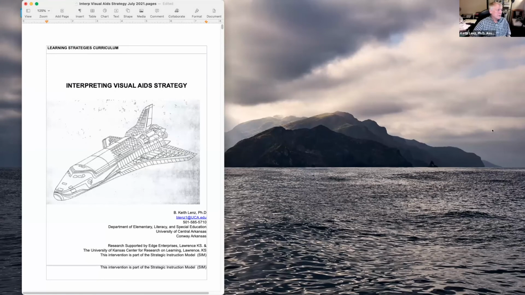Can you see that screen that says Interpreting Visual Aids Strategy? You can? Yes, okay. I can see it. So the Interpreting Visual Aid Strategy is part of the Learning Strategies curriculum. It is something that I have worked on for many years. I've revised it many times. So Wendy's joining us. Welcome, Wendy. You can either unmute and ask questions, or there is the chat box available.